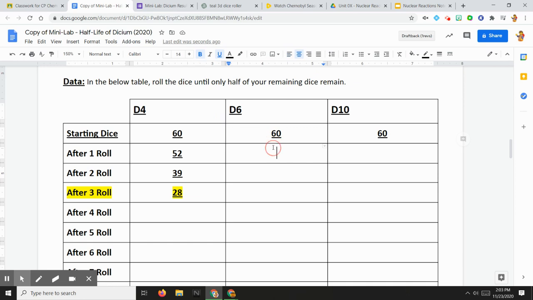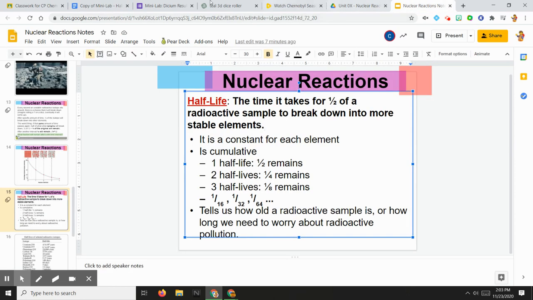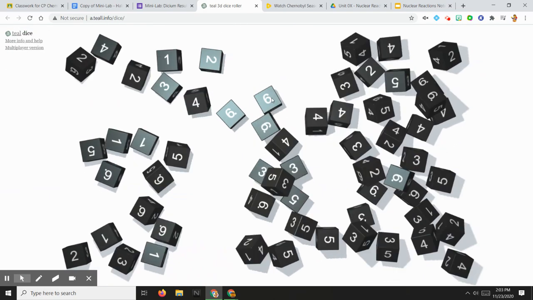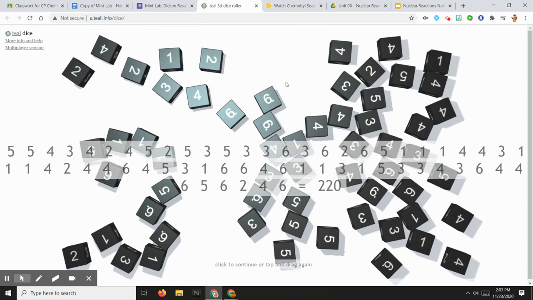I'm going to roll 60 D6 dice. By the way, fun story. When I first started doing this, I had told students to roll 100 dice. I ended up freezing a whole bunch of the computers. Oopsie. Okay, let's see here.